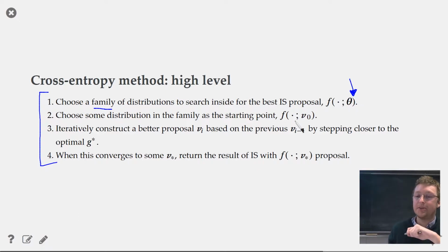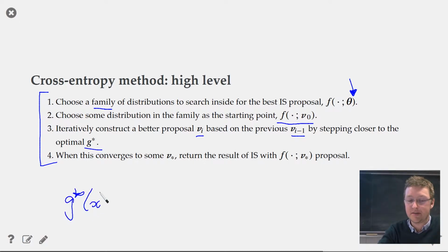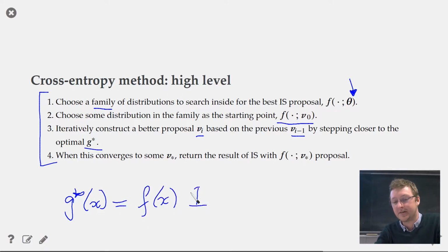The next thing is to just pick any starting point. So I've got V naught here. In that previous example, I just started with standard normals. It wasn't a great idea, but you need to start anywhere. And then you iteratively construct a better proposal based on the previous one, trying to push yourself closer to G star. That one is proportional to the original density, but conditioned on the rare event actually happening.